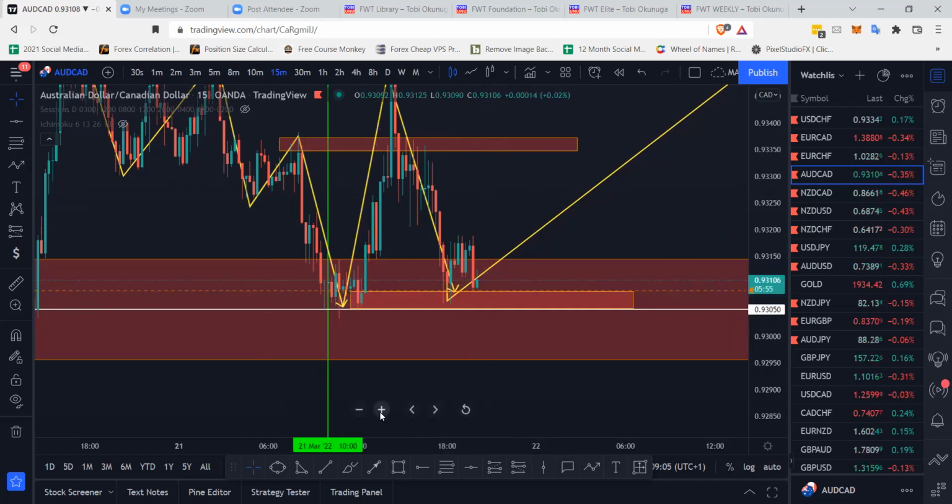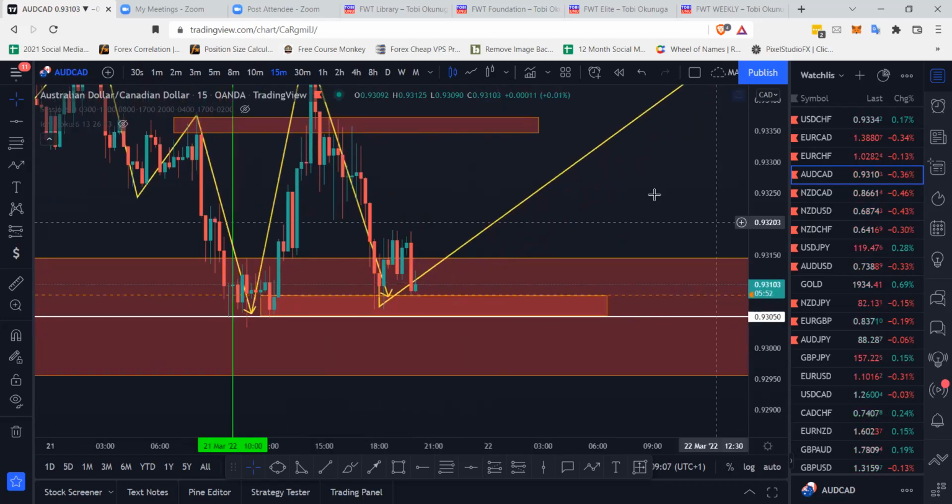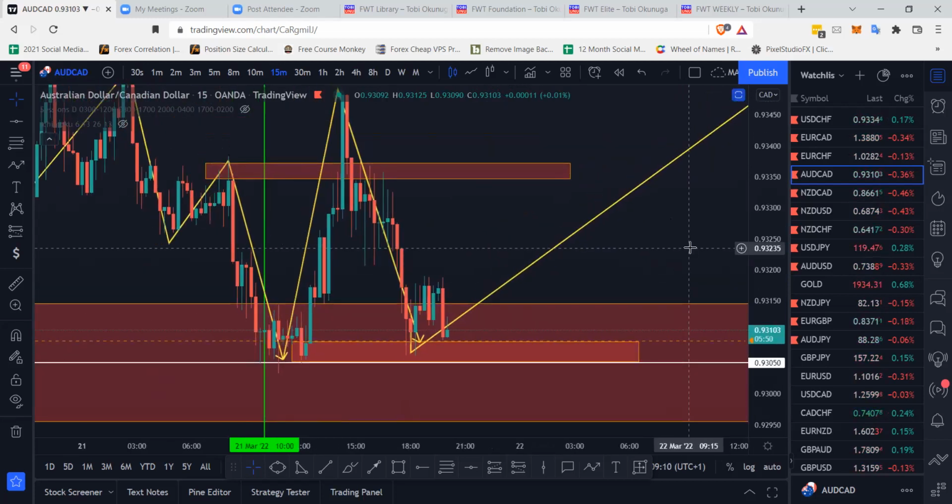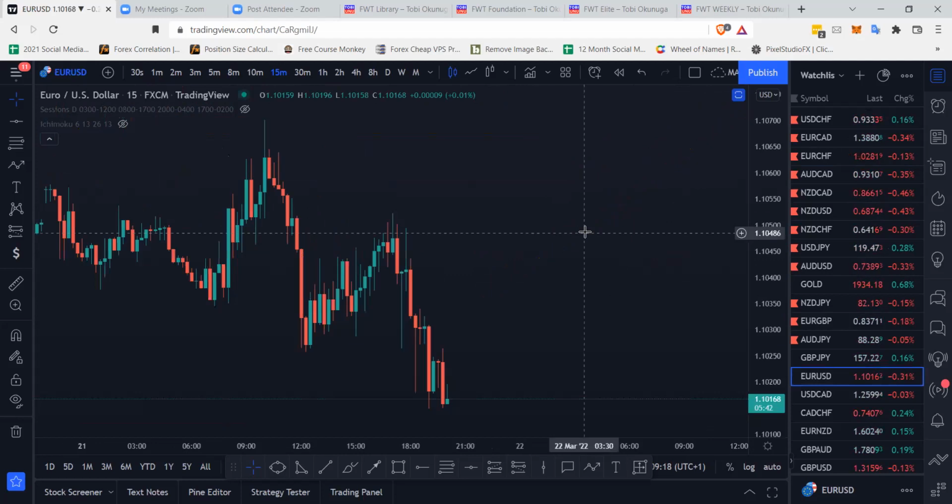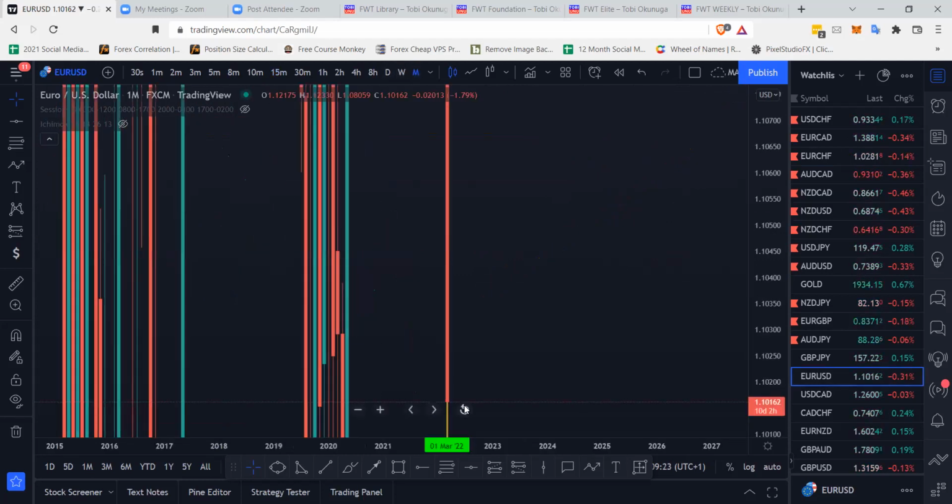Okay, good. So we have a few setups that we aligned today. So let's check out a few more before we call it a night. Let's check out EUR/USD. All these guys have been on.